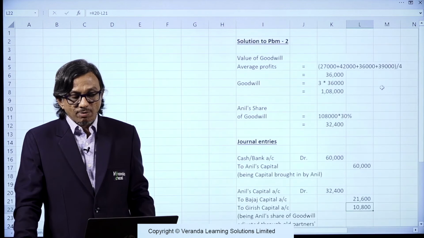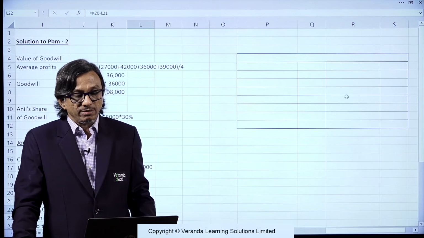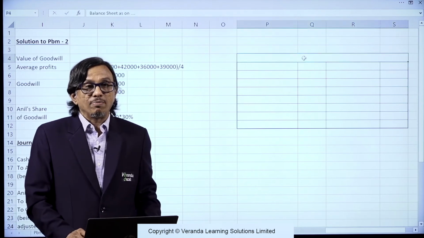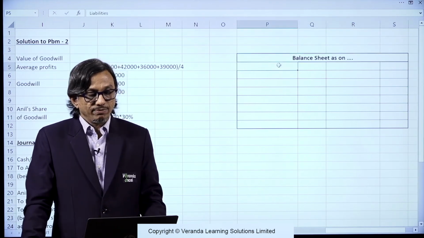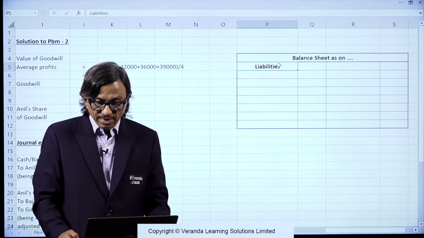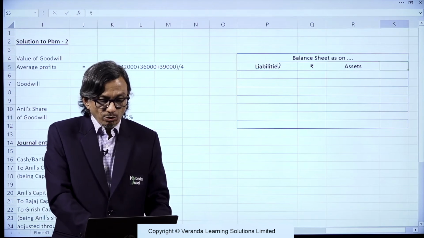Now we are asked to prepare the balance sheet of the firm after making all these adjustments. How to prepare it? Very simple. First put the balance sheet, then on the liability side you have to put the partners' capital including the new partner.